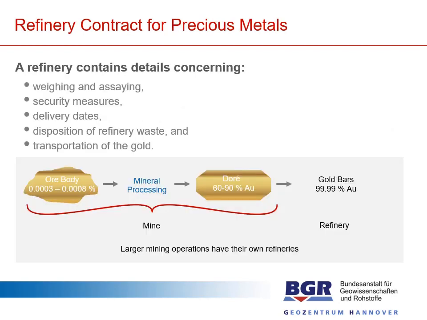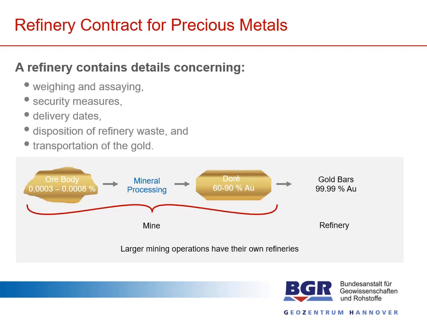And there are of course also contracts for precious metals like gold and silver, which are so-called refinery contracts. A refinery contract contains details concerning weighing and assaying, security measures, very important for the high value of the material that is delivered, the delivery dates, the deposition of refinery waste, and the transportation of the gold. That's also related to security measures.